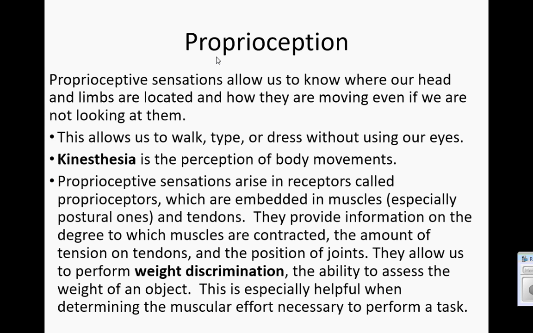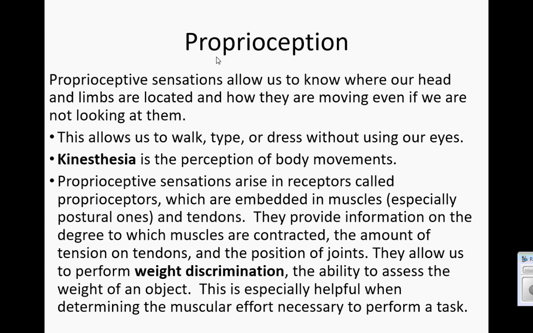All right. Proprioception is going to be our last of the somatic sensations. After this, we'll get into the special senses. Proprioceptive sensations allow us once again to know where our head and limbs are located and how they are moving, even if we're not looking at them, which enables us to walk, type, or dress without using our eyes. The perception of our body movements is called kinesthesia.